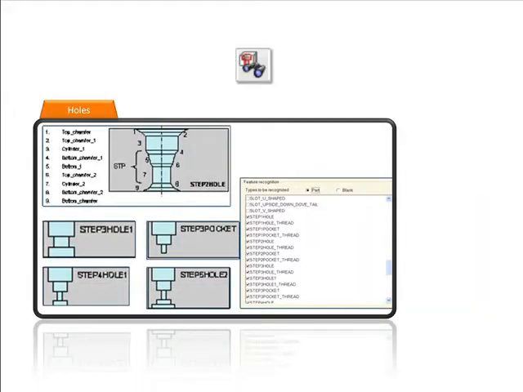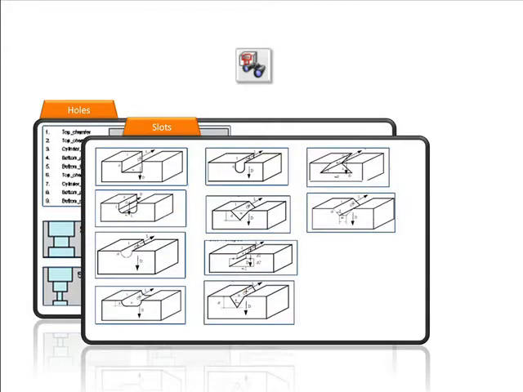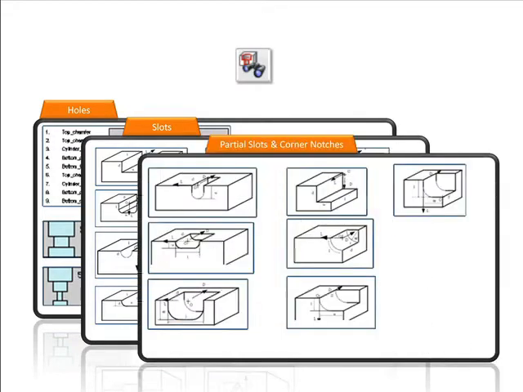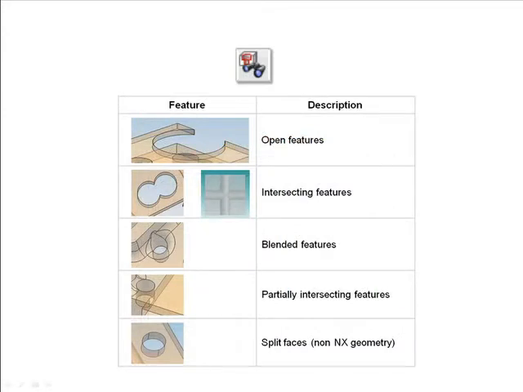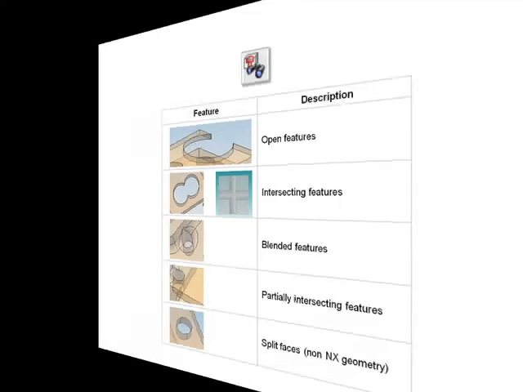The system can address a wide range of feature types. The standard system provides more than 70 feature types classified under groups such as holes, slots, notches, and pockets, with the option to add more features that you can define. The system can address complex configurations of the standard features, such as intersecting holes or open pockets.